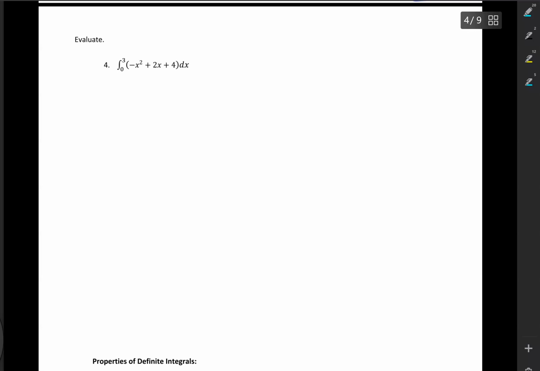Well, let's follow our rules here. I already have it set up. Here was my original function. I have my lower limit and my upper limit. Okay, so we have to take the integral.